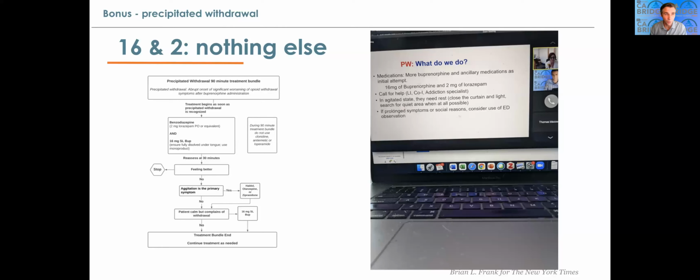get going. And what you do is 16 milligrams of buprenorphine and 2 milligrams of lorazepam PO. 16 and 2, nothing else. You do that as soon as possible. Don't perseverate, don't consult, don't ask what do I do? Just 16 and 2, that's it, right? That's your goal within 30 minutes of recognizing the syndrome. After that, do whatever you want, but that's the key thing.